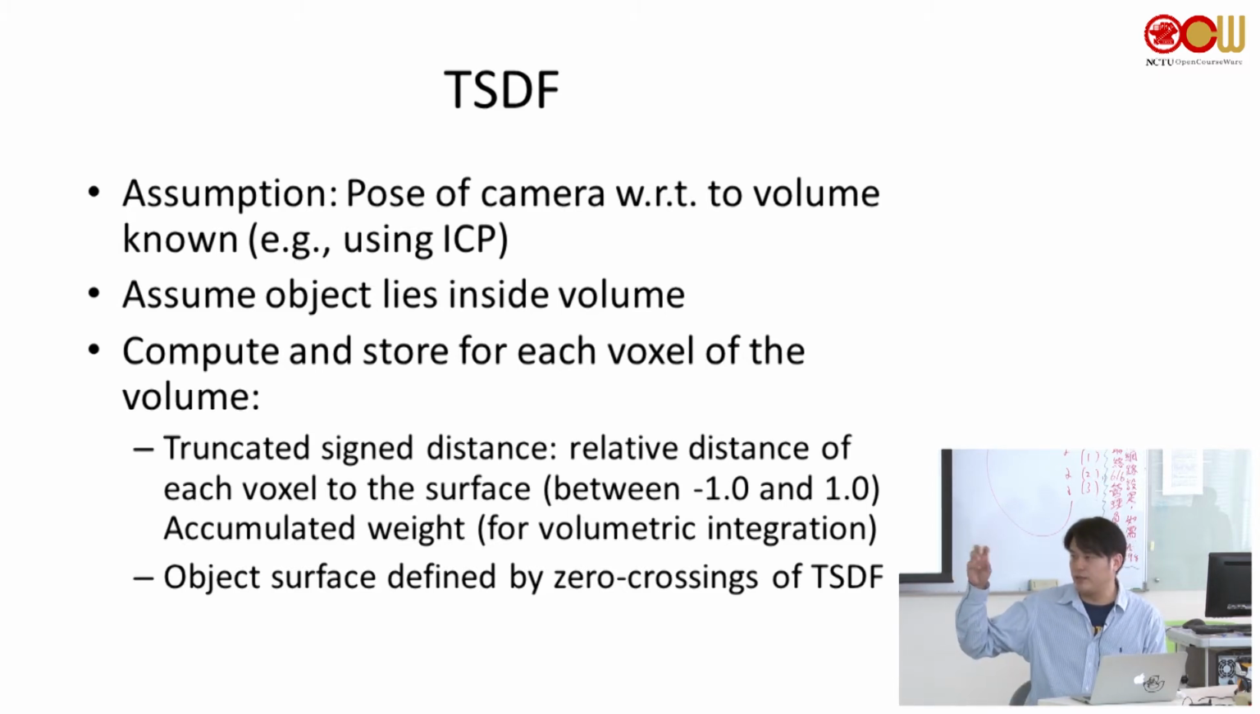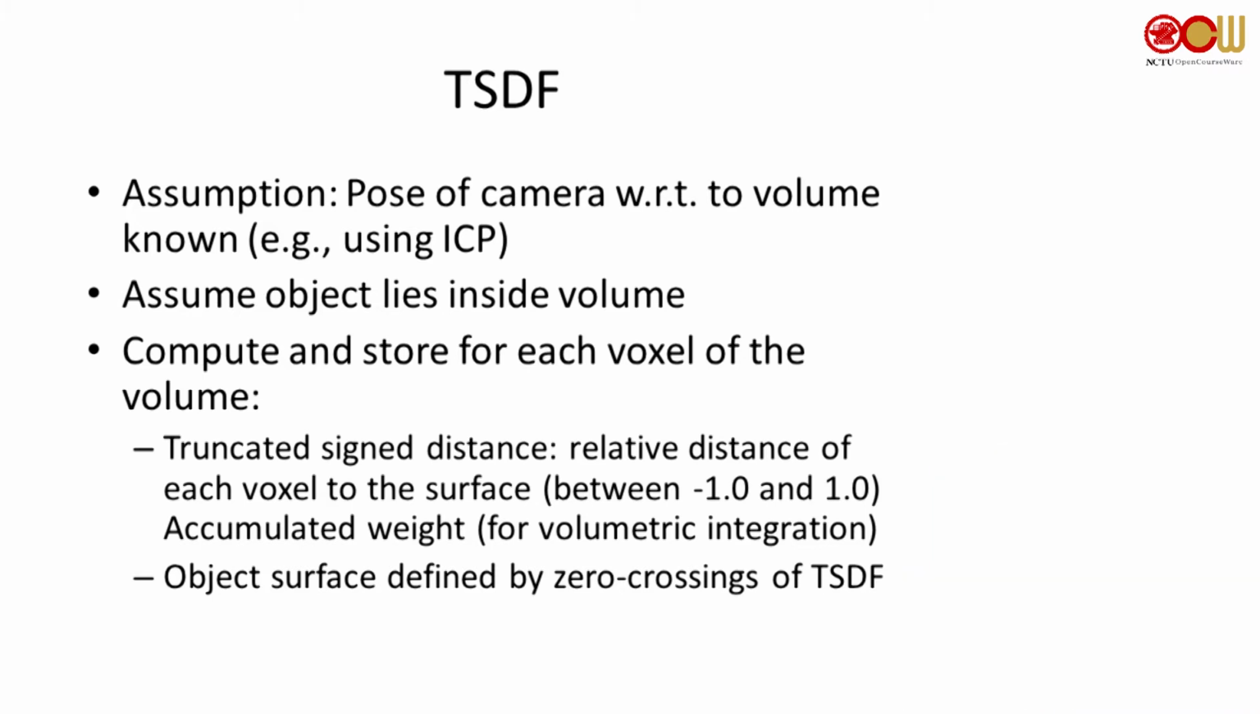A voxel is like a small cube in the volume. We try to calculate the distance, with a value from -1 to 1, and we also try to calculate a weight. So you could just try to remember that for each voxel, you have to store 2 values.